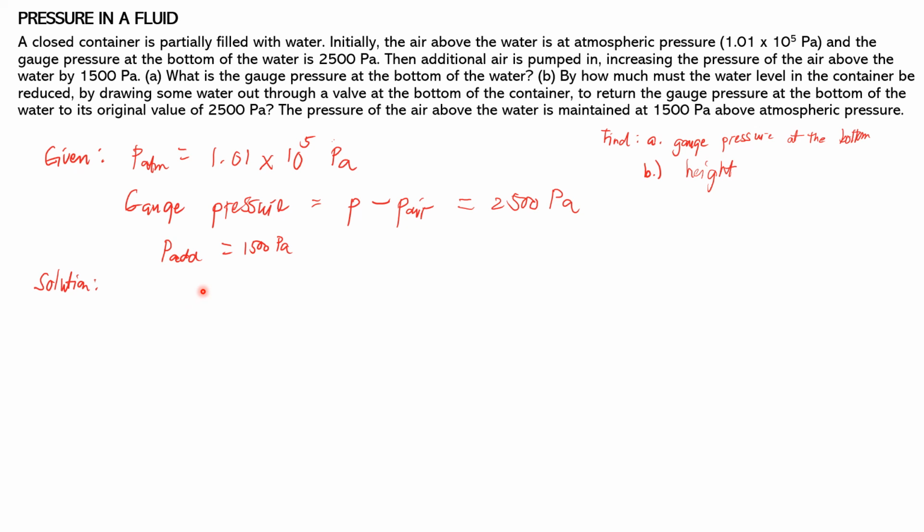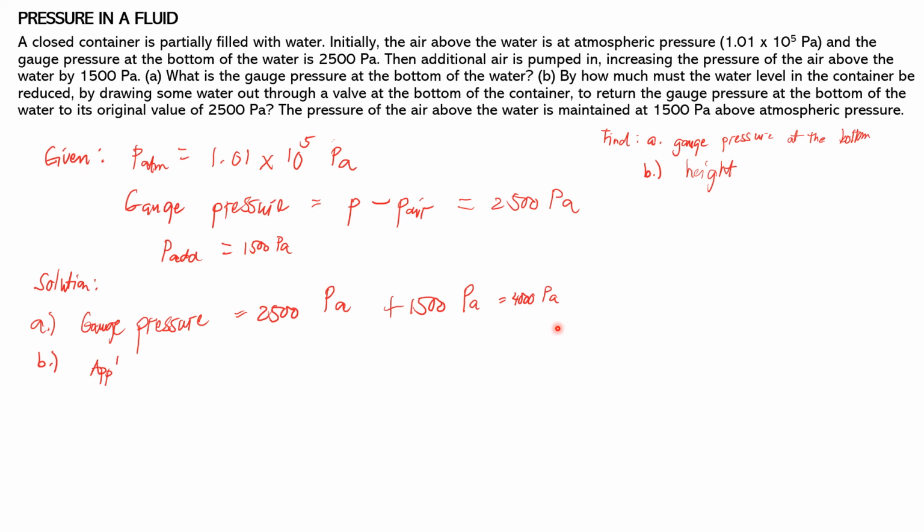So for the solution, the pressure difference between the surface of the water and the bottom is due to the weight of the water, and this is equal to the gauge pressure, and that is 2,500 Pascal. So when the surface pressure increases, the surface pressure increase of 1,500 is also transmitted to the fluid, making the total difference from the atmospheric pressure 2,500 Pascal plus 1,500 Pascal, with a total of 4,000 Pascal. So that is the gauge pressure at the bottom.